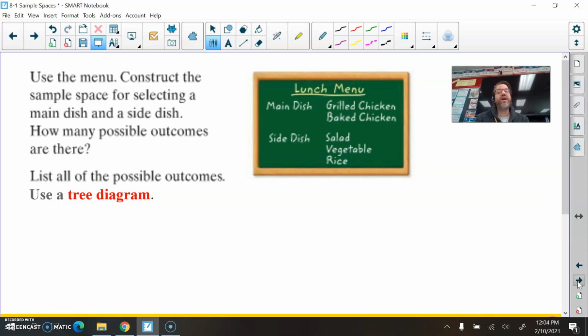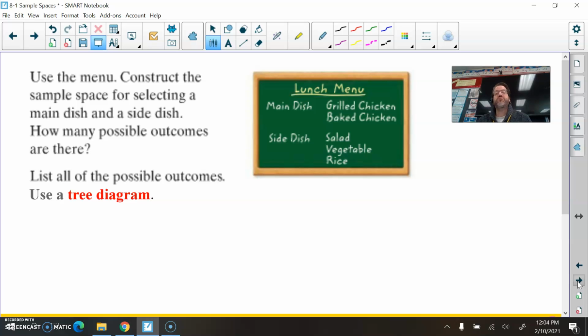Well, instead, we're going to select the sample space, which is the collection of all possible outcomes, for selecting a main dish and a side dish. So we only get to choose one of the main dishes and one of the side dishes. Onto your tray they go, and to your table you go to eat. Okay? So how many possible outcomes are there? Well, let's list all of the possible outcomes using a tree diagram.